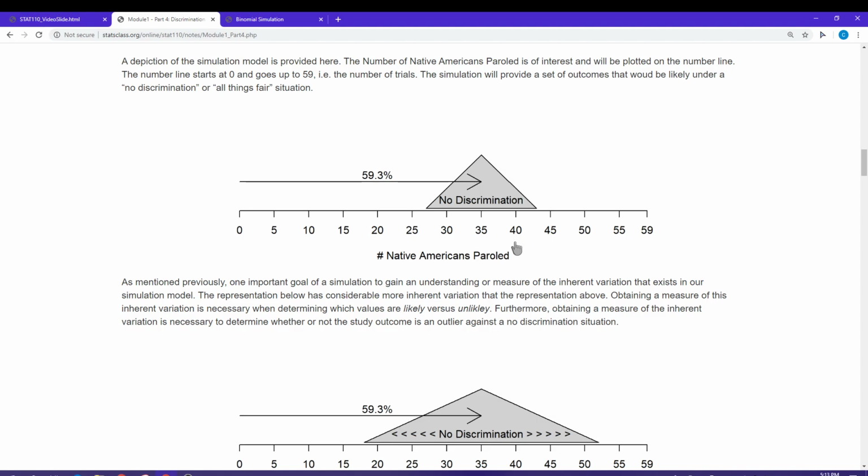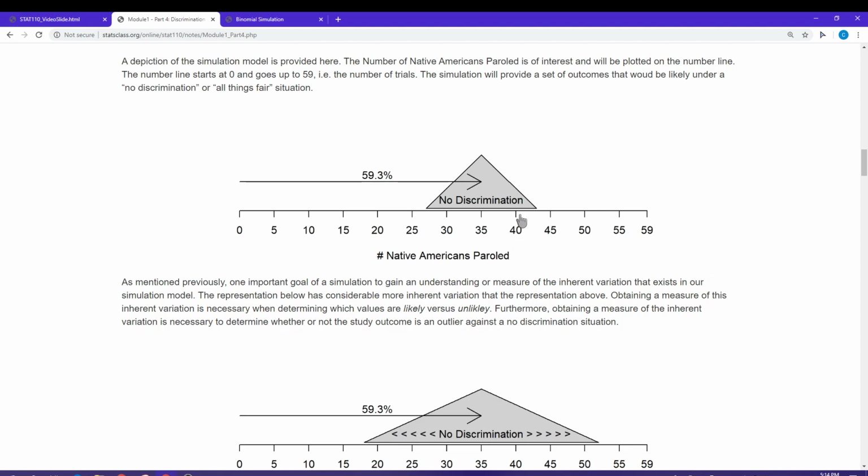If they're discriminating against the Native Americans, then I'm going to expect that they would have too few people being paroled. So in the starting example, I cared about what was going on the right-hand side of the distribution. In this example, I'm going to care about what's going on the left-hand side of that distribution. Because, again, having too few Native Americans paroled is going to indicate possible discrimination.